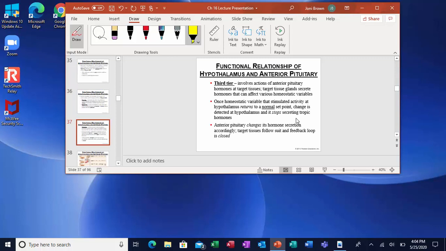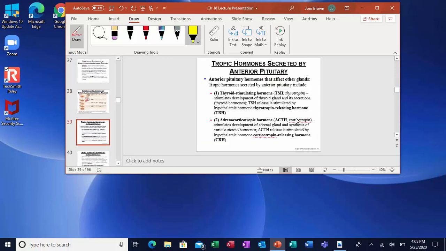The third tier is the actions of the anterior pituitary on the target tissues. It will cause the target tissue glands to either secrete hormones or to stop secreting them. That's the third tier. And this ends when the hypothalamus determines that whatever variable of homeostasis is back at the normal set point. And then it stops secreting the tropic hormone. And when the hypothalamus stops, the anterior pituitary will make adjustments as well. And then the target tissues make adjustments as well. So you have 3 tiers of control.